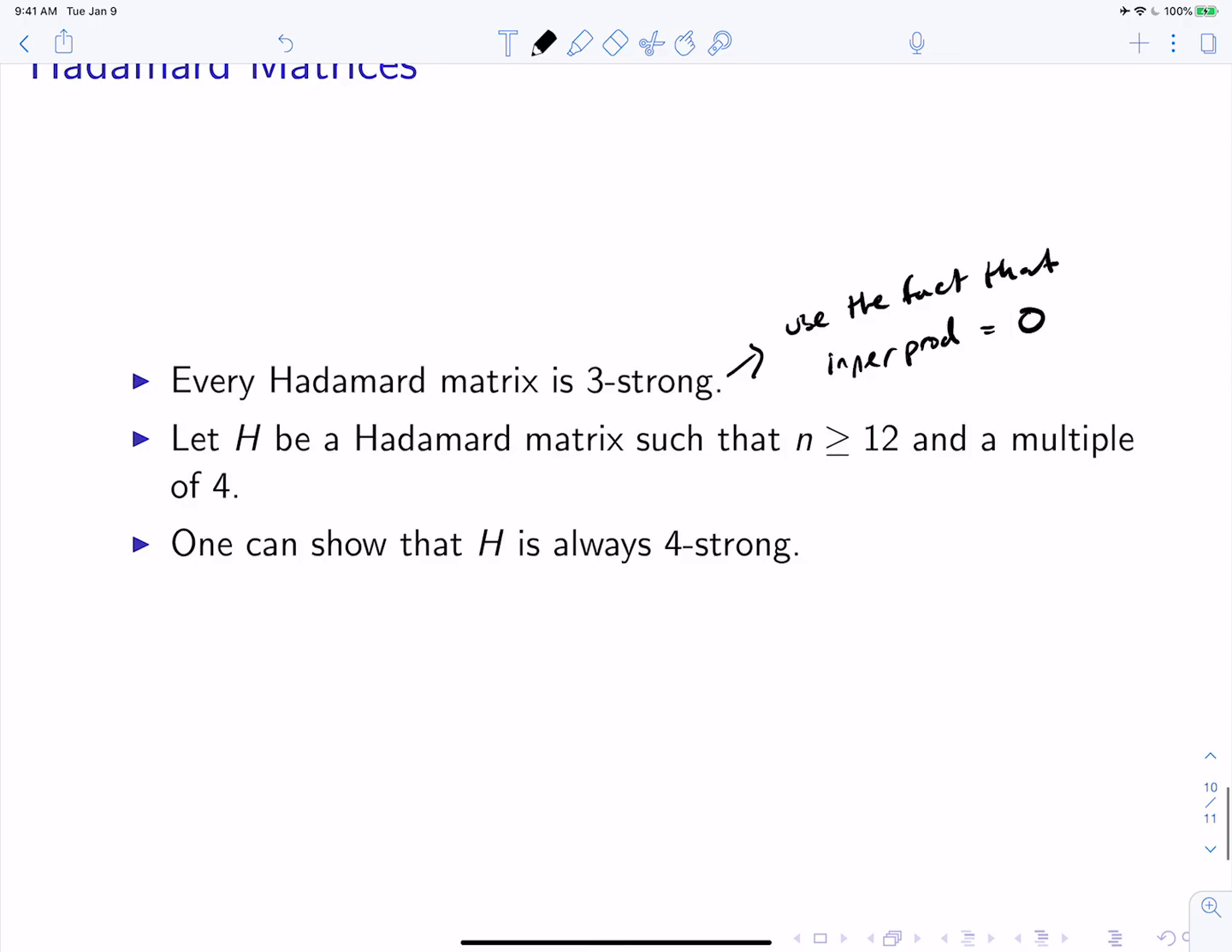But if you have a suitably large Hadamard matrix, where n is at least 12 and a multiple of 4, because remember again, Hadamard matrices only exist for multiples of 4 when n is at least 4. So if n is at least 12, then you can actually show that such a matrix is always 4-strong. So that's a little bit harder to do.